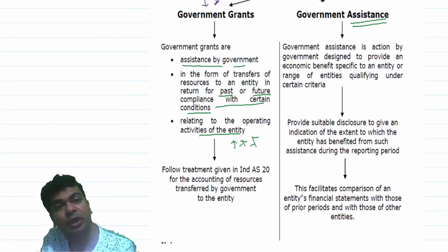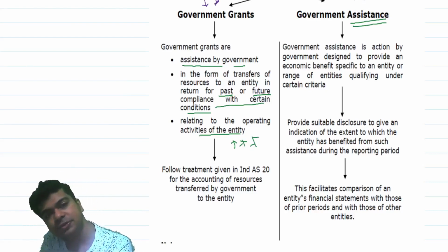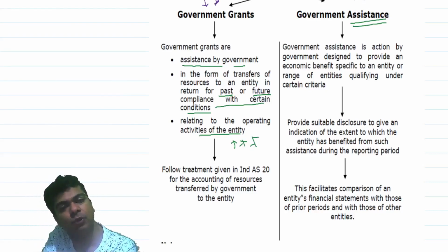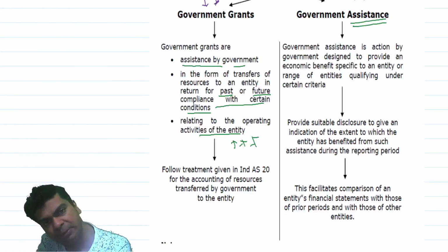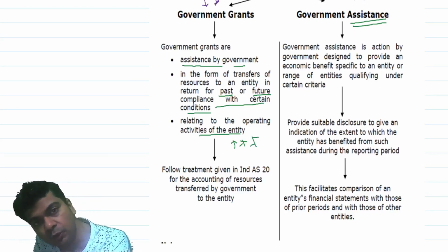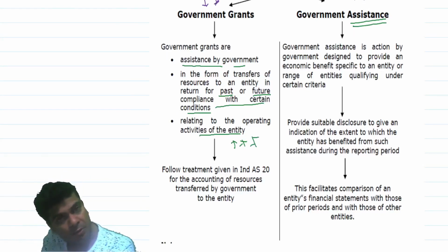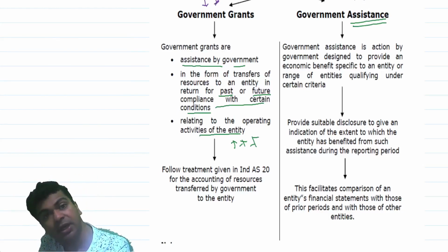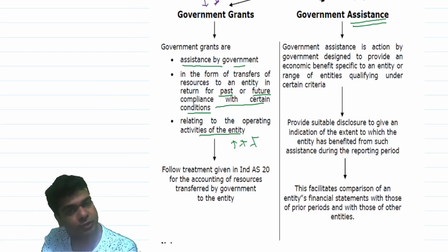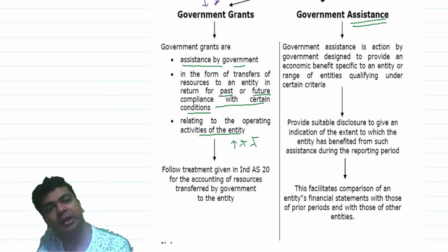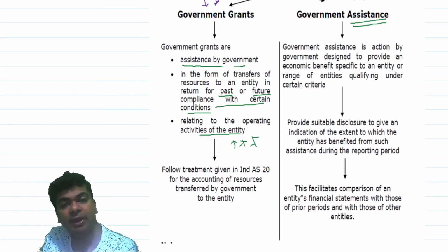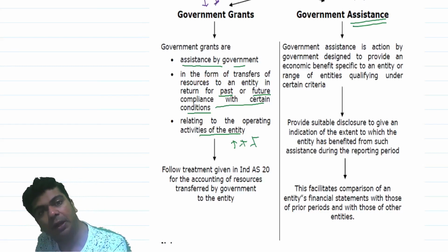But here what is happening is there is transfer of resources, right? Cash is getting transferred to you, or some land is getting transferred to you, or maybe some another asset is getting transferred to you. Question is why? Because you are ready to develop an industry in a backward district. In other words, there are certain conditions over here. Apart from this, a lot many other conditions will be there. You have to fulfill all those conditions. If you are ready to fulfill those conditions, only then you will become eligible for the government grant.